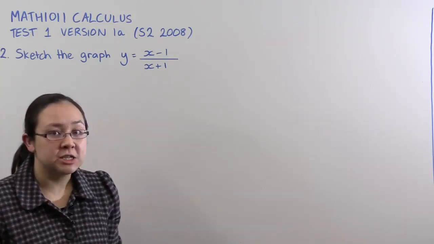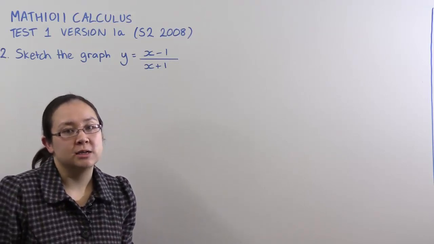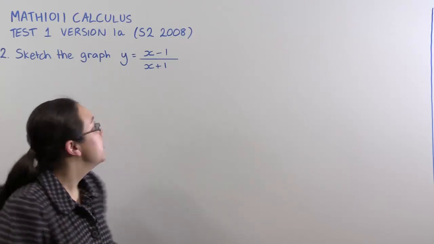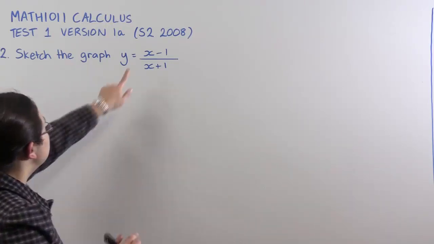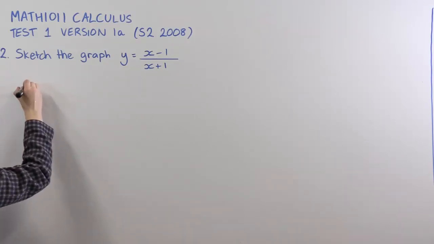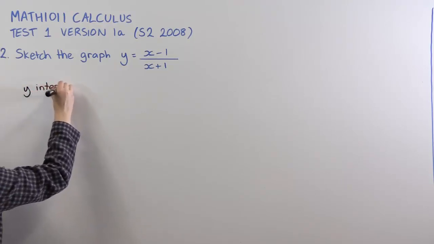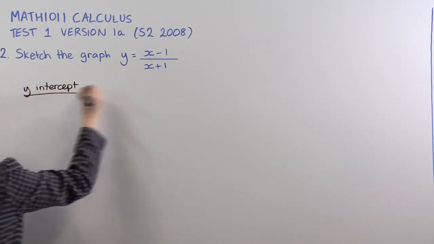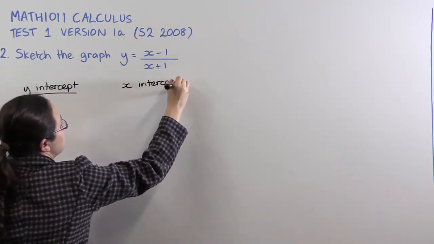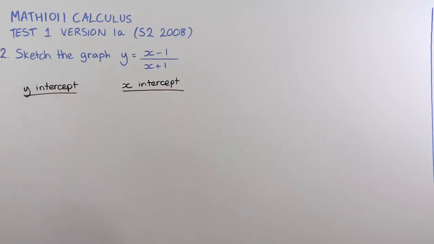But if we were going to sketch this, let's just work through all the different features that we would put on our sketch, try to put it together, and then we'll see why it's going to be a hyperbola. So, the different features we might want to put on this graph are, for example, the y-intercept and the x-intercept. Sometimes graphs don't have these and they don't exist, but we should try and find them if they do exist.